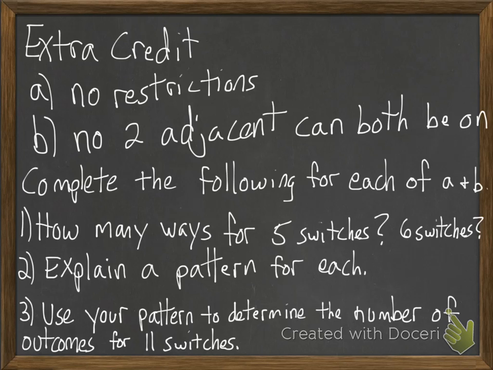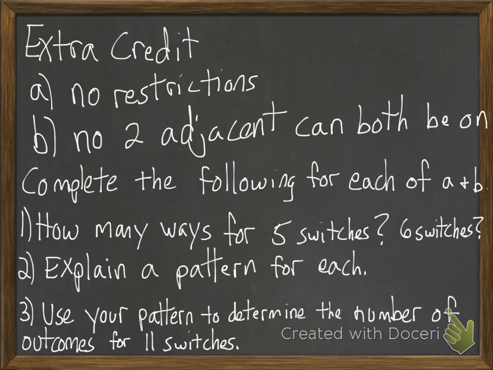The same for 6. Once you've done that, you can figure out the results for 1 and 2. And so you'll have the results for 1, 2, 3, 4, 5, and 6 switches. Look at those and see if you can see a pattern. And then do your best in your own words to explain what the pattern is. And in part 3, once you've figured out the pattern, use that pattern to figure out the number of outcomes for 11 light switches.